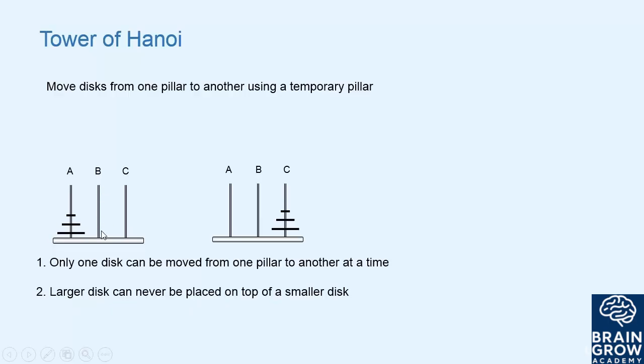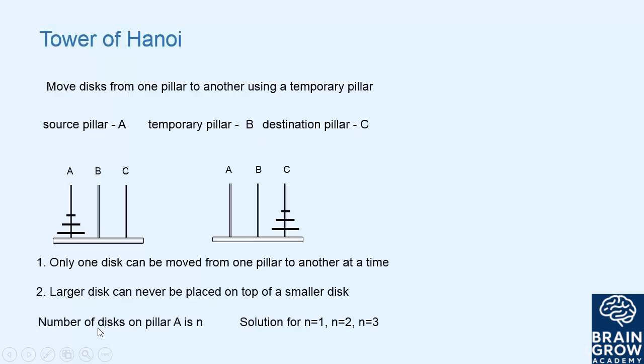We can use this pillar B as a temporary pillar for placing the disks temporarily whenever required. So A is the source pillar, B is the temporary pillar, and C is the destination pillar. Now we'll see the solution of this problem for n is equal to 1, 2 and 3, where n is the number of disks placed on pillar A.